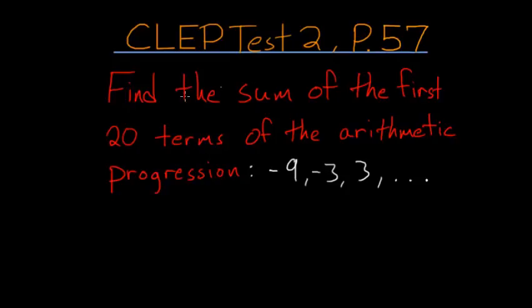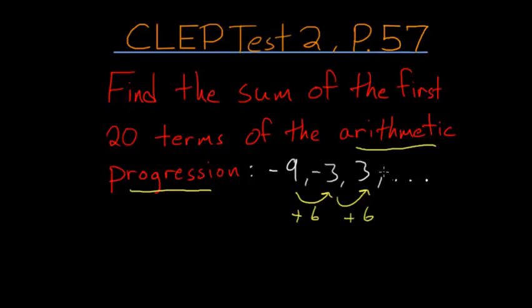Find the sum of the first 20 terms of the arithmetic progression -9, -3, 3, and so on, where arithmetic progression refers to a sequence of numbers where from one term to the next you're adding the same number. So notice from -9 to -3 we're adding 6, and from -3 to 3 we're adding 6 as well. So we need to figure out how to add the first 20 terms in this sequence of numbers.